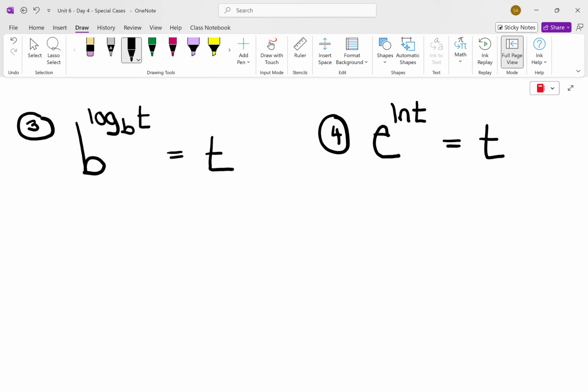Okay, I'm going to go back now and explain this to you, even though these two are very similar. One just uses log, the other one uses ln. So let's go back to number 3. Let's say I have 2 raised to the log base 2 of 8.